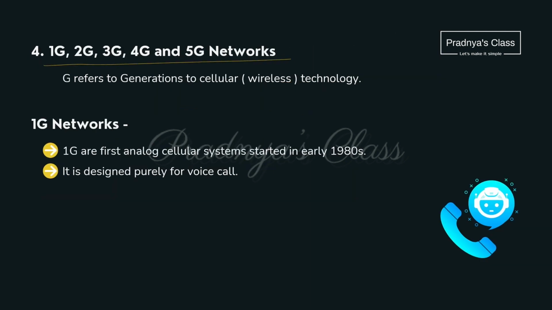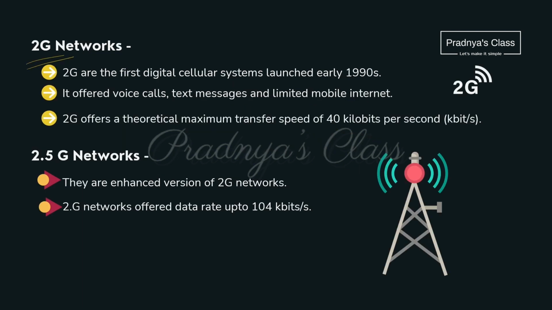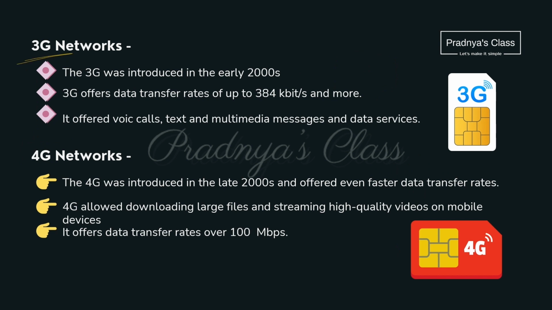Here are the different generations of wireless technology. It started around 1980. Followed by 2G, it was launched in 1990. The next version is the enhanced version of 2G, that is 2.5G. The next generation is 3G. It was introduced in 2000. Then in the late 2000s we got 4G. It provides faster data rates. Even you can stream high quality videos on mobile devices.